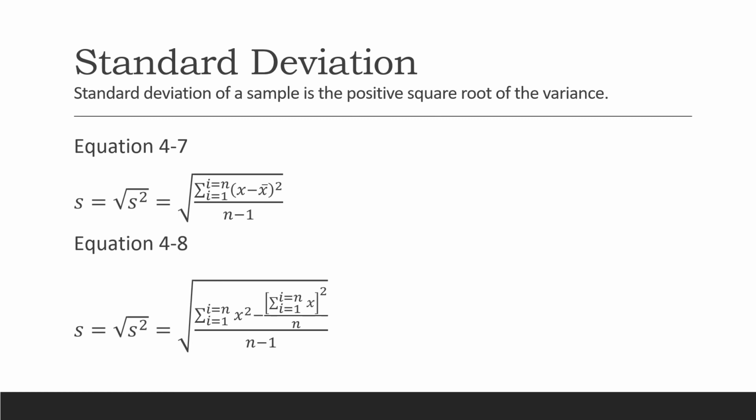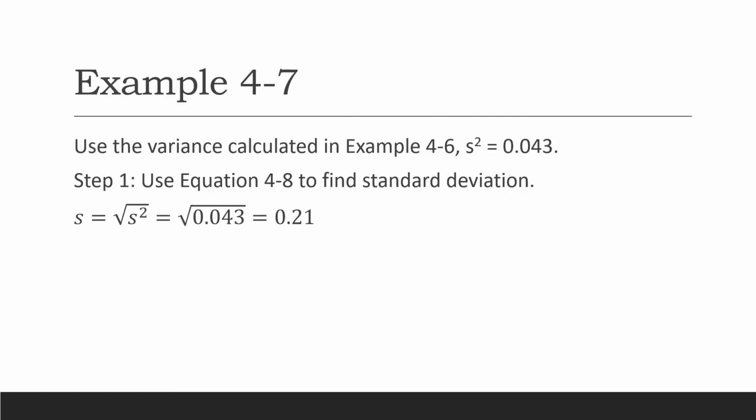Now we square root the variance formula here, and the variance formula there. Use the variance calculated in the example: s squared equals 0.043. For the standard deviation, we already know the variance is this. Put the variance value here, square root it, and you will get 0.21.